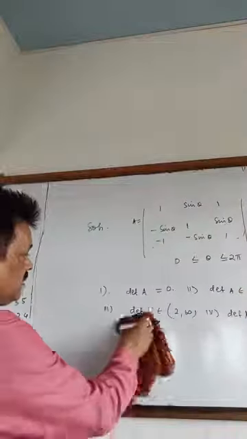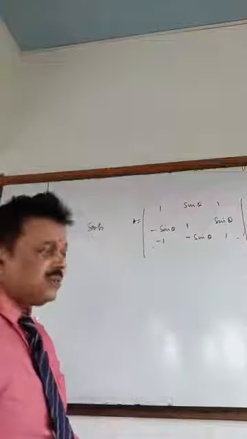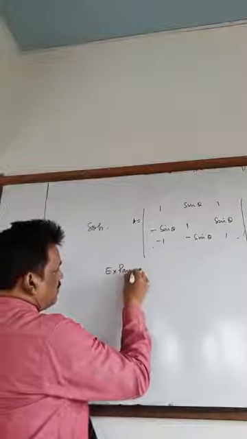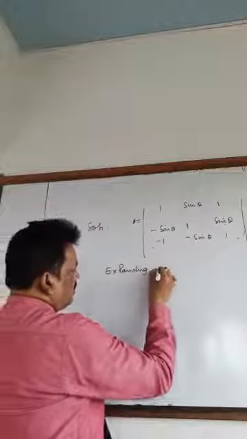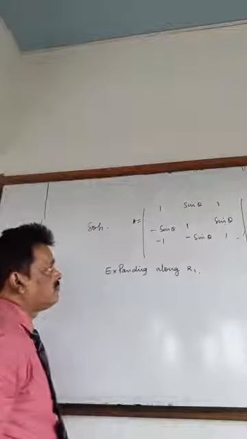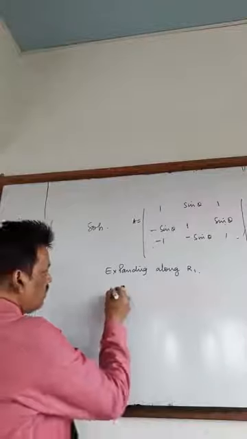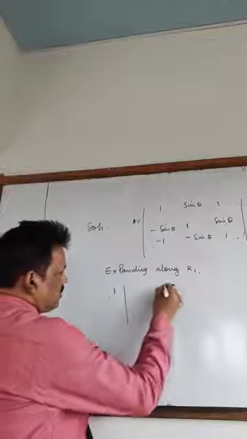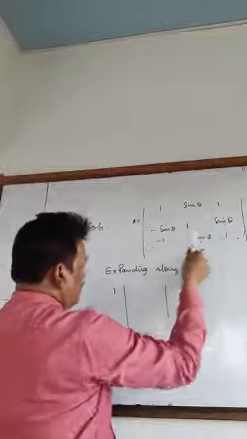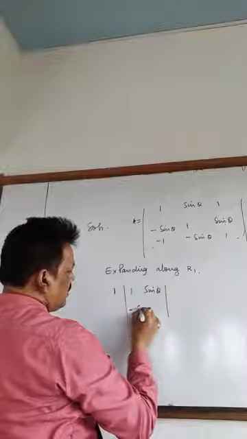Because you have to find the determinant. So, expanding along row 1, it will be 1 x minor. Forget these two lines. This is 1 sin theta minus sin theta 1.